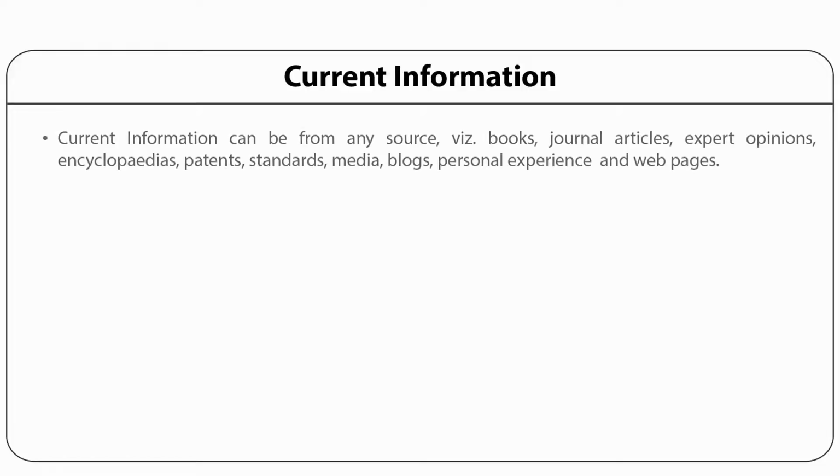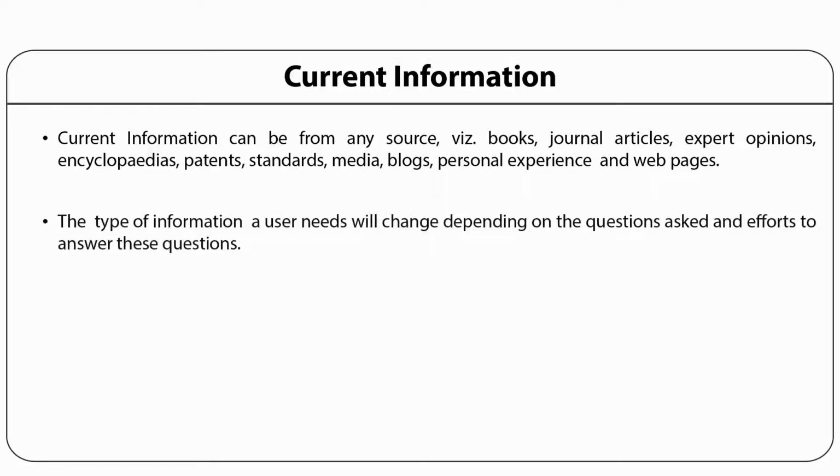Before learning about current information sources, let us first understand what is current information. Library information science professionals have to find out ways to make modern libraries relevant in today's fast changing environment. One method to do this is to acquire or have access to information sources that satisfy the current information requirements of their users. Now, what is current information? Current information can be from any source, for example, from books, journal articles, expert opinion, encyclopedias, patents, standards, medias, blogs, personal experience, or from web pages.